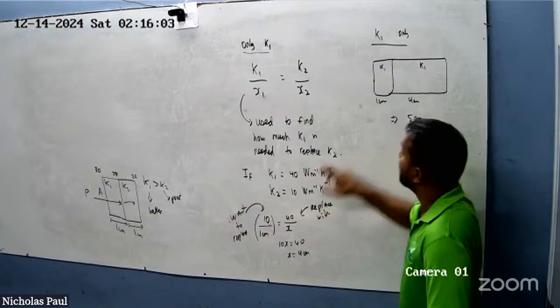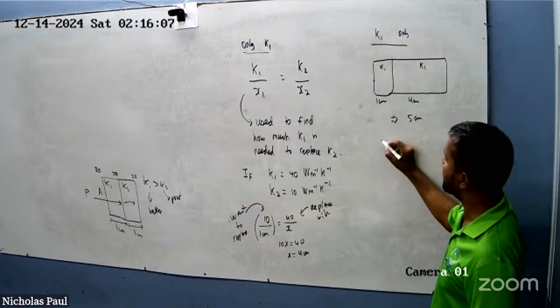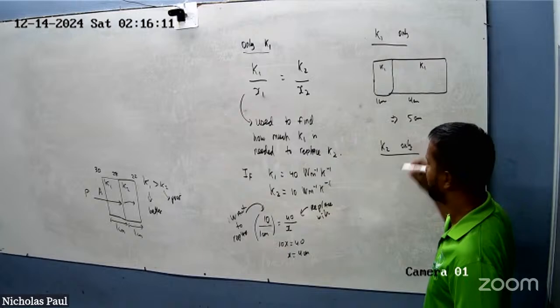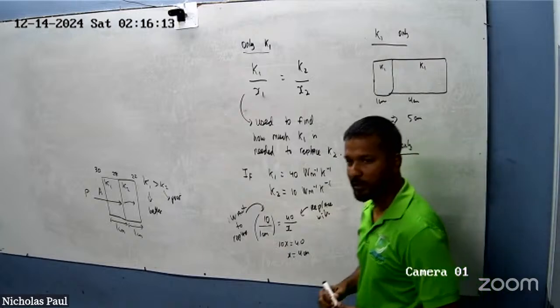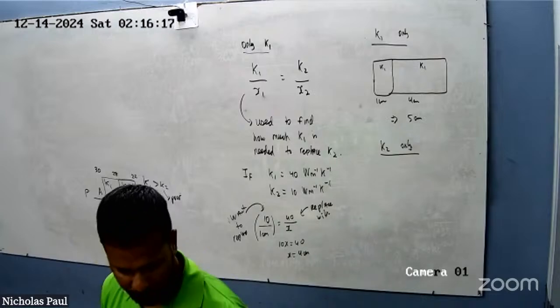All right? So K1 only, 5 centimeters. Suppose it is K2 only. Work out that for me. Work out K2 only. Should it be more than 5 or less? Go ahead.